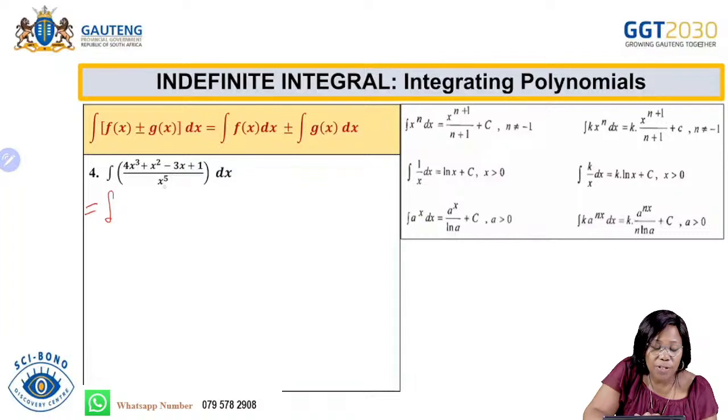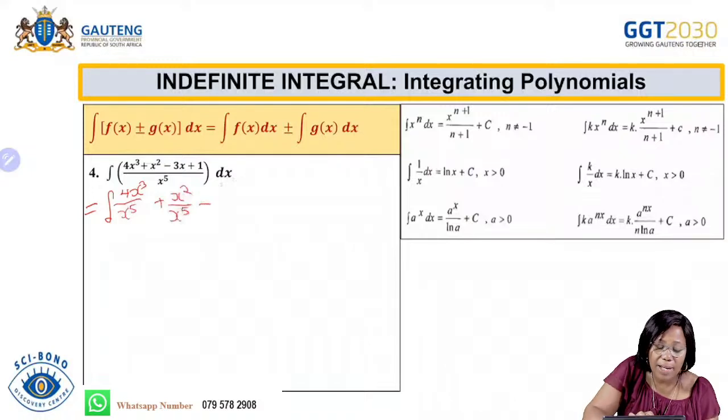So now we are going to divide this x to the power 5 in each term there. It will be 4x to the power 3 over x to the power 5. Separate them. x to the power 2 over x to the power 5, minus 3x over x to the power 5, plus 1 over x to the power 5, and then with respect to x.